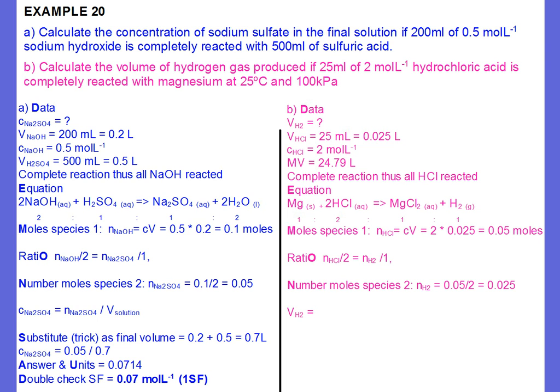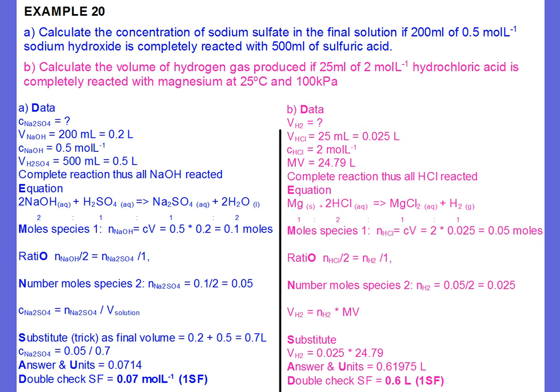So here we go, volume equals number of moles times the molar volume. So now we can substitute our numbers into there because we know the number of moles and we know the molar volume. It's just going to be 0.025 times 24.79 down to our answer in our units. Gives us 0.61975 litres, but now we've got to double check our significant figures. Looking at this question, we've got 25 mL here and 2 moles per litre. They're the two numbers we actually used in our calculations. It looks like one significant figure to me, so that answer comes down to 0.6 litres to one significant figure.